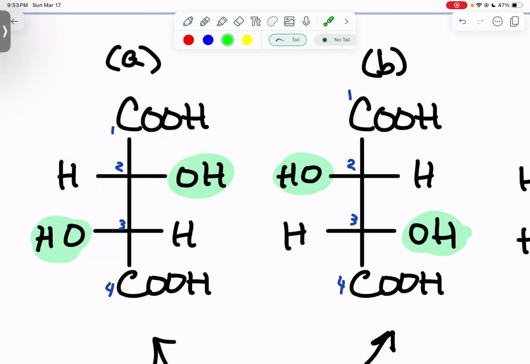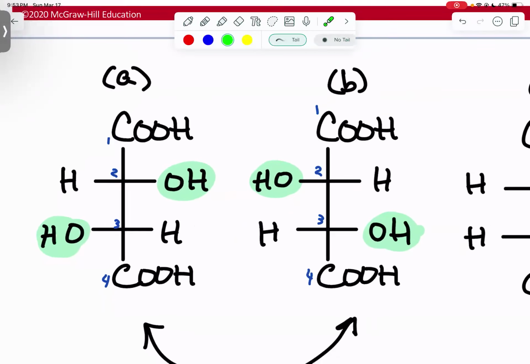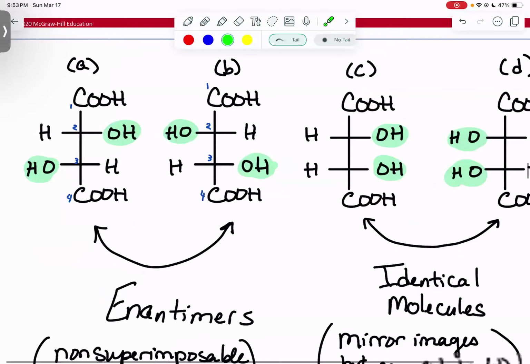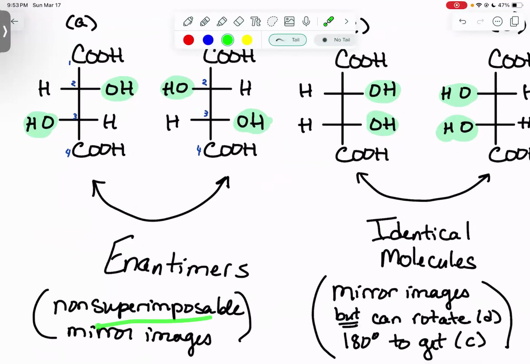Same thing when I get to carbon number 3. I look for the hydrogen and the hydroxyl, and I see they're swapped. So if I took carbon number 3 and swapped the hydrogen and the hydroxyl, I would end up with molecule B, right? So how do I name this? If I put a mirror right here, would it be a non-superimposable mirror image? Yes, it would. So we call these enantiomers, non-superimposable mirror images.